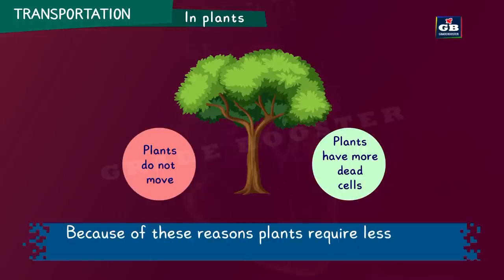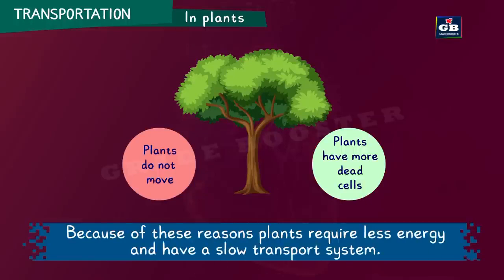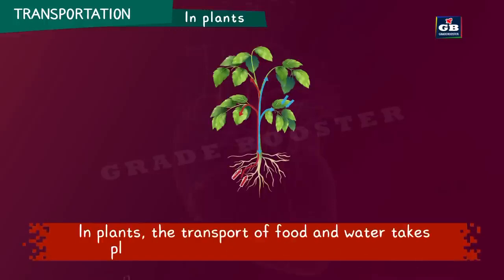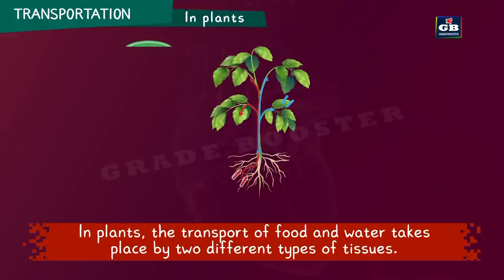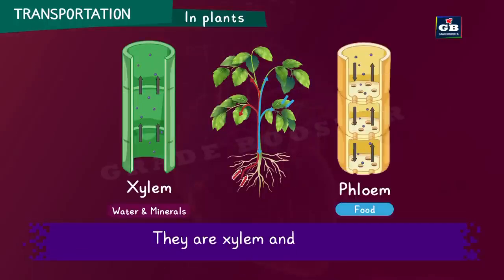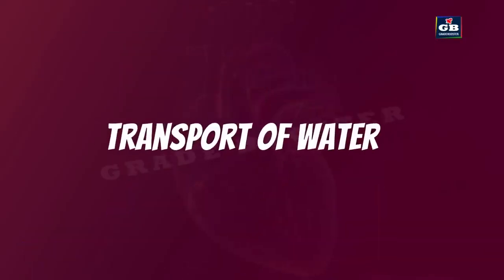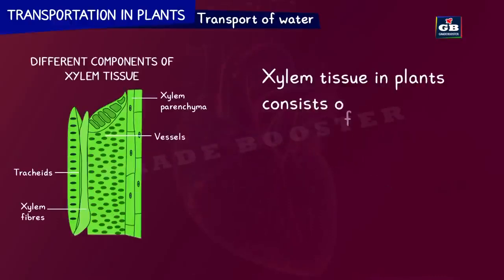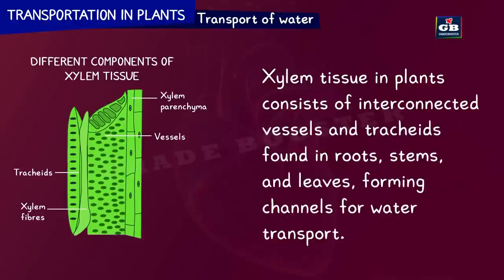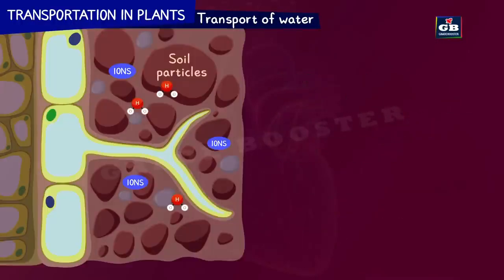Because of these reasons, plants require very less energy and have a slow transport system. In plants, the transport of food and water takes place by two different types of tissues. They are xylem and phloem. Transport of water. Xylem tissue in plants consists of interconnected vessels and tracheids found in roots, stems and leaves, forming channels for water transport. Now we will see how the water enters into the roots.